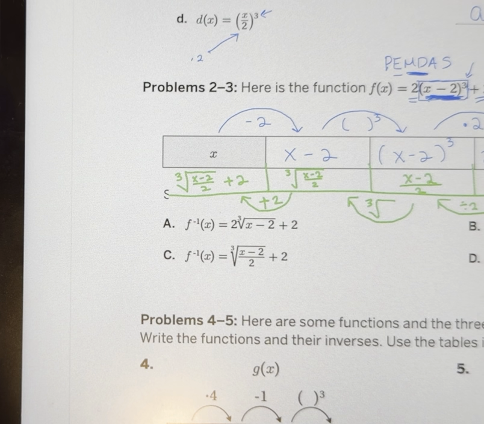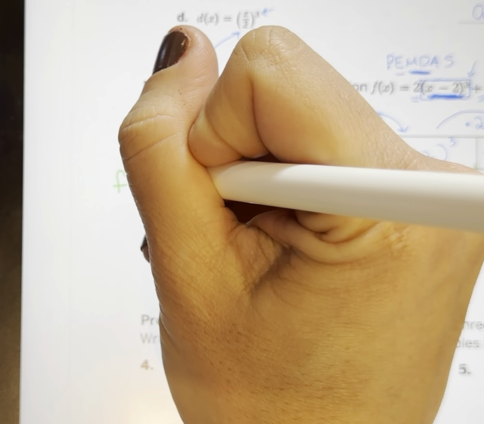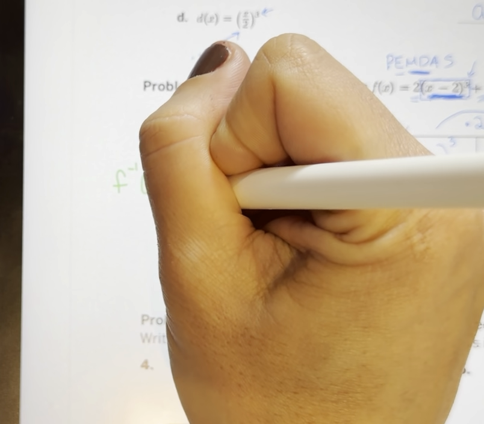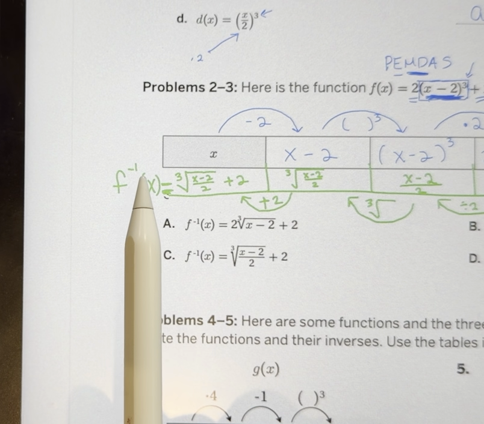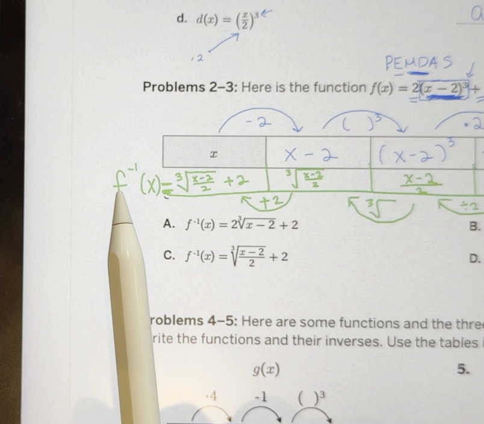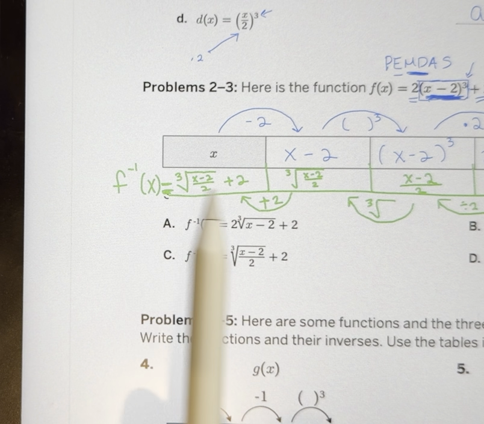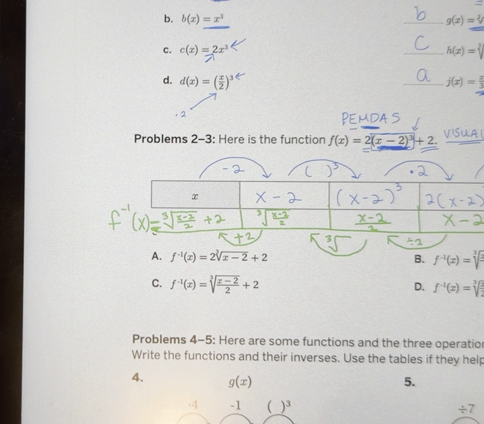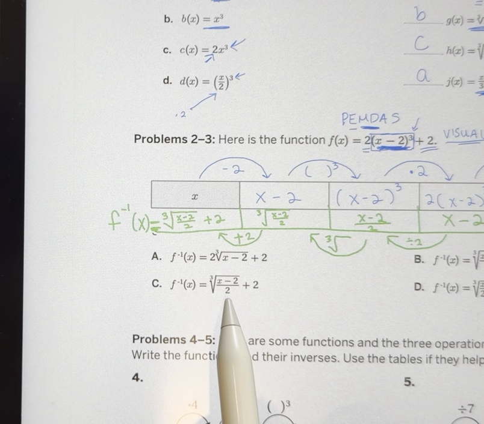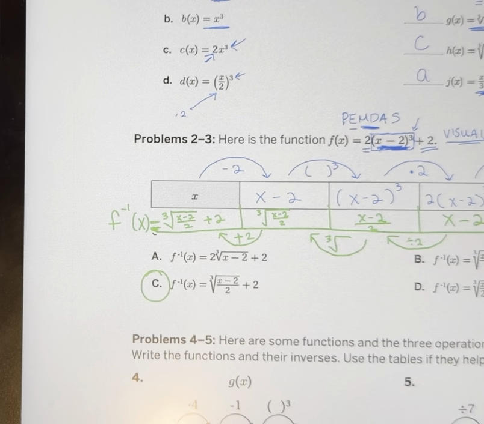Which we write as f inverse of x, all right? It looks complicated. It looks like there's an exponent that's -1. Technically, it's not. Technically, it's a notation that lets us know this is the inverse of f of x given in that problem. Okay, let's go find it. A big cube root with an x minus 2 over 2, and it has plus 2. This is our guy, C. Okay? So this was the visual way to do it.